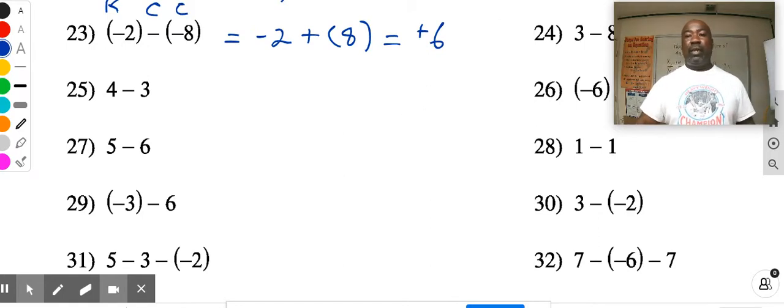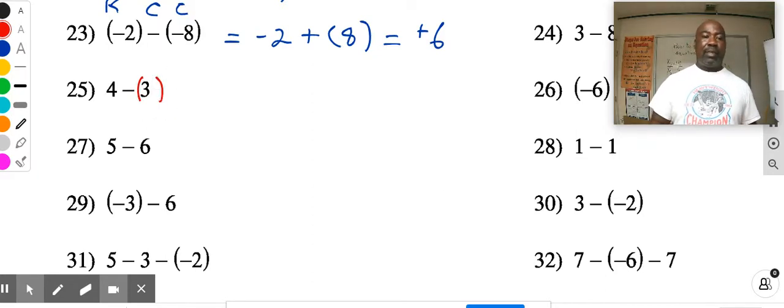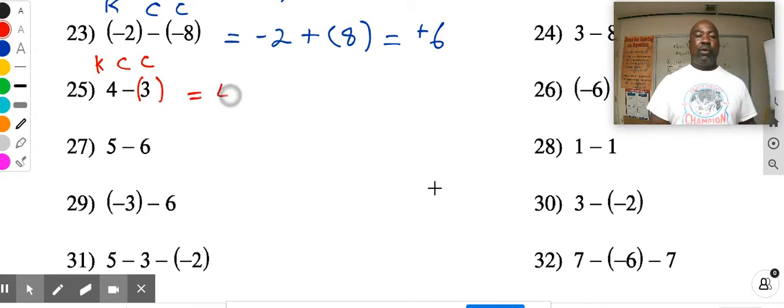Now look at that 25. I'm going to switch the colors up a little bit. Now 25, we're going to keep. What I like to do is put this in the parentheses right here, because this will let me know it's a positive right here. So I'm going to keep the sign. We're going to change the operation, and we're going to change the sign. Keep, change, change. So that's equal to 4. Change the operation to positive, and now we have negative 3. So we have positive 4 plus negative 3 is just 1.